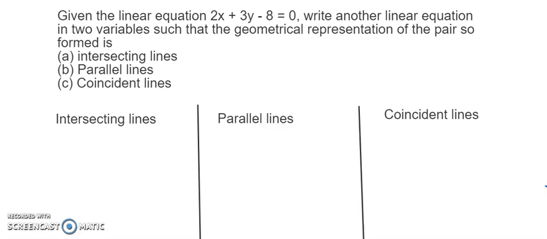Hello everyone. As you can see on the board, there's something related to an equation, and they are asking whether we can make a second equation alongside 2x plus 3y minus 8 equals 0 in such a way that the two equations together will make an intersecting line, parallel line, or coincident line.